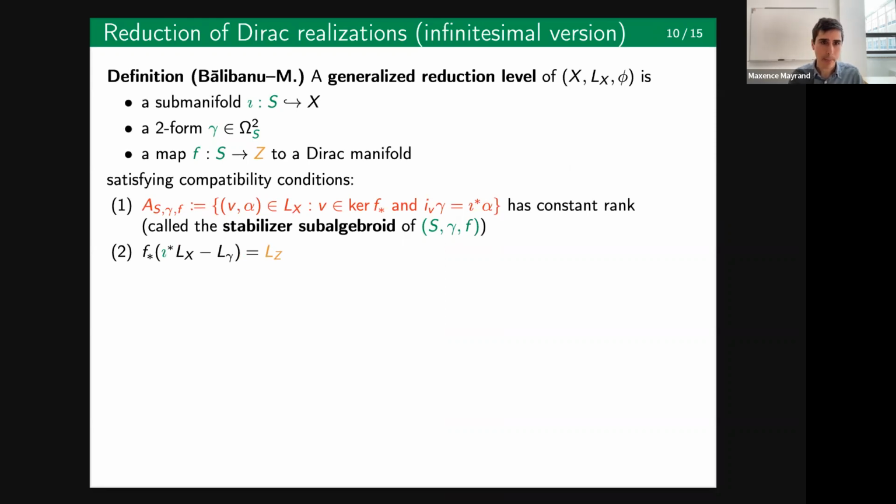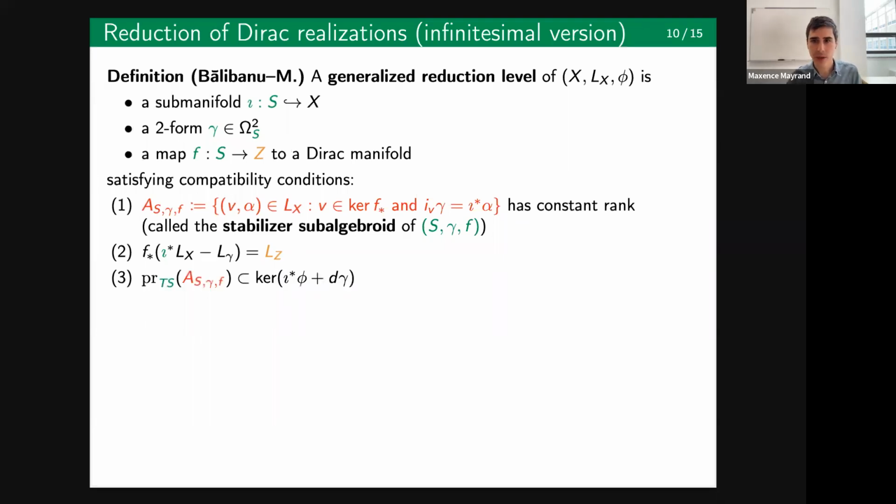And this map has to be some kind of forward Dirac map, in the sense that if you take the pullback of the Dirac structure on X to S, and then do the gauge transform with this two-form gamma, or minus gamma, then the push forward of that should be L_Z, the Dirac structure on Z.